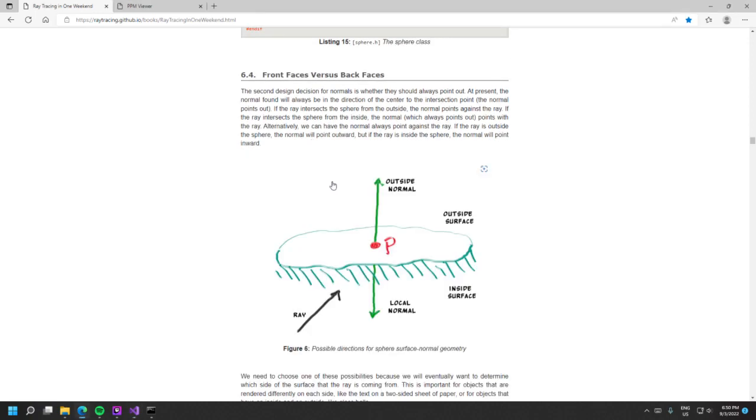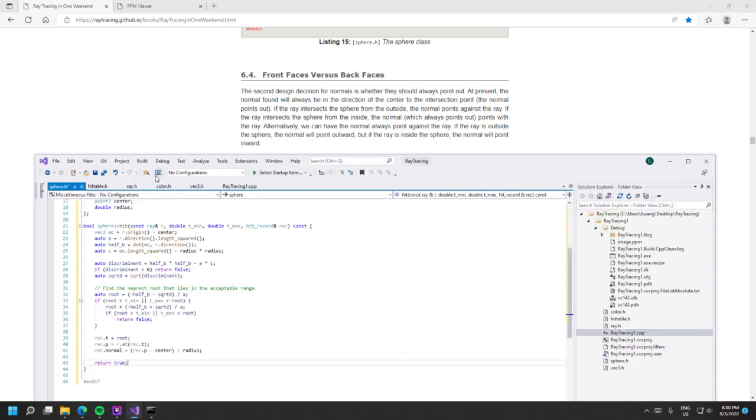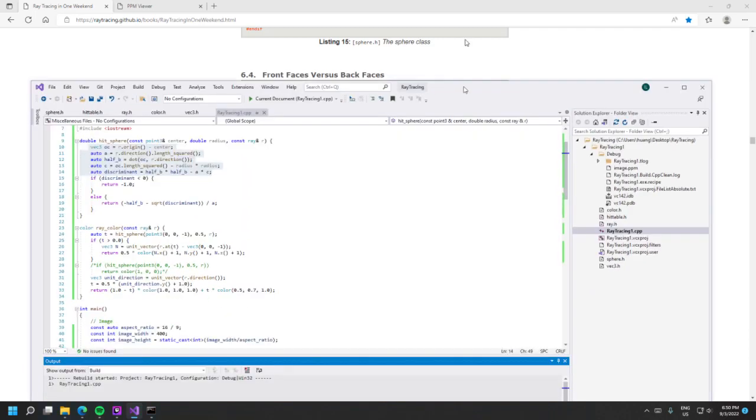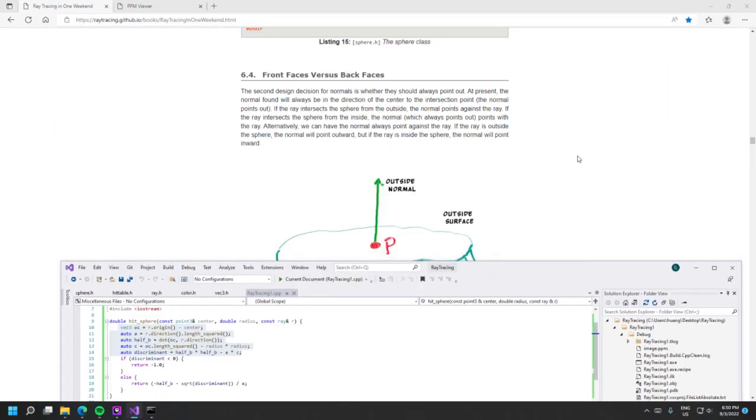Okay, so I think we have it. We didn't modify the ray tracing one, so I don't think the image is going to look any different. I'm not going to run it. I'm just going to see that it compiles. Yes, it compiles, so it's fine.